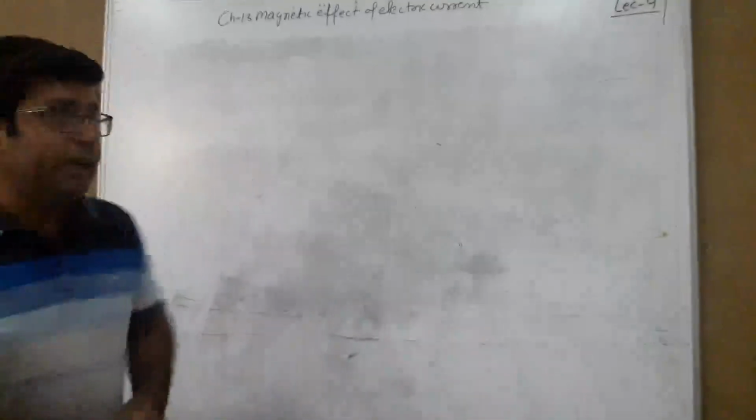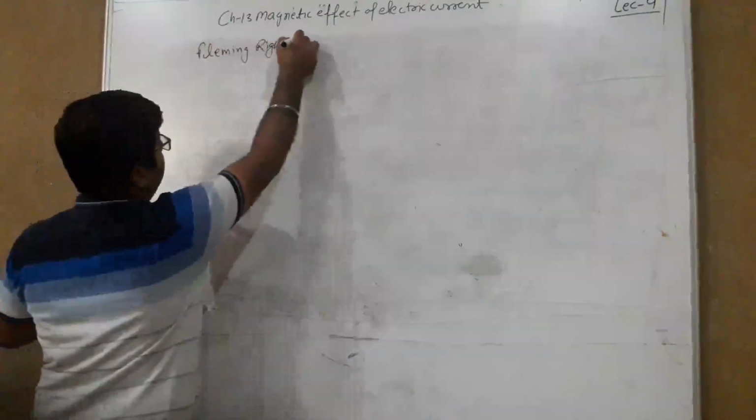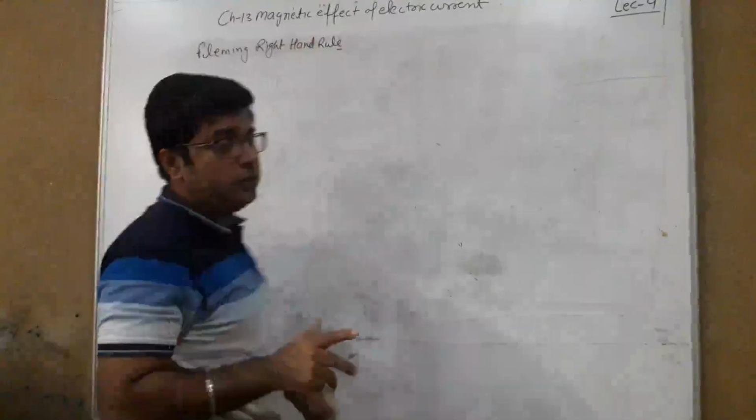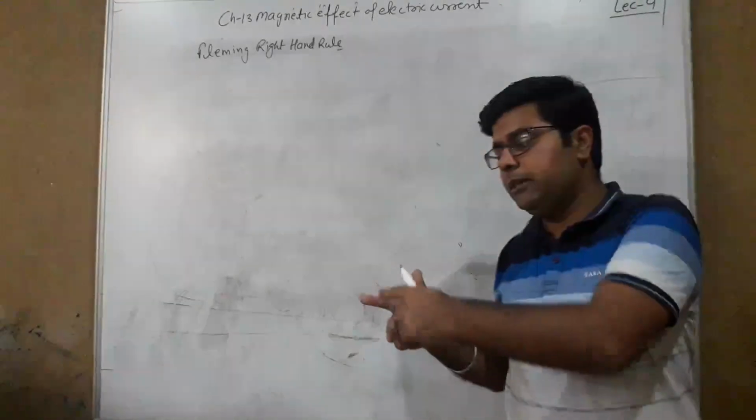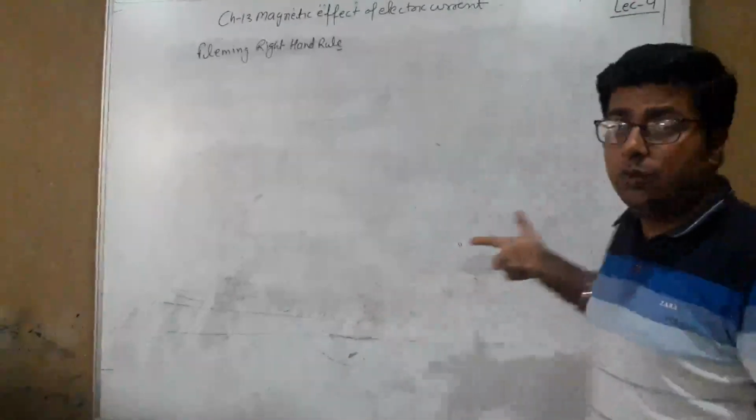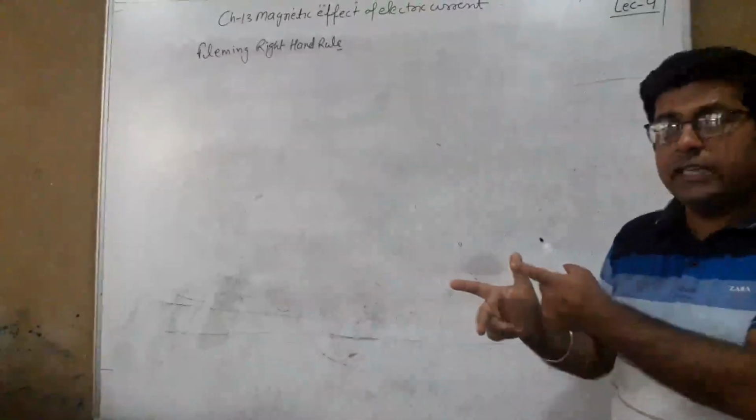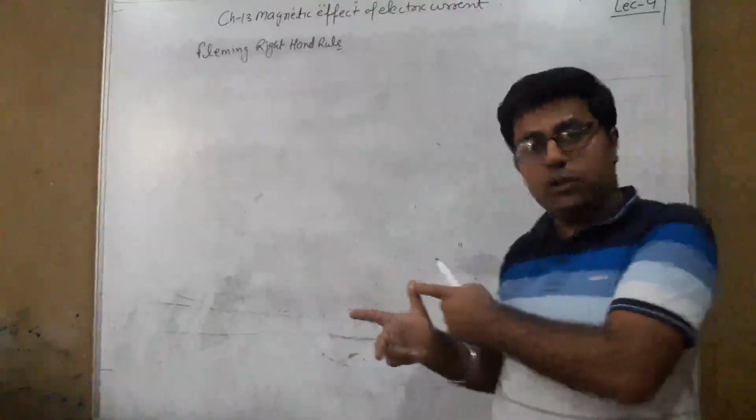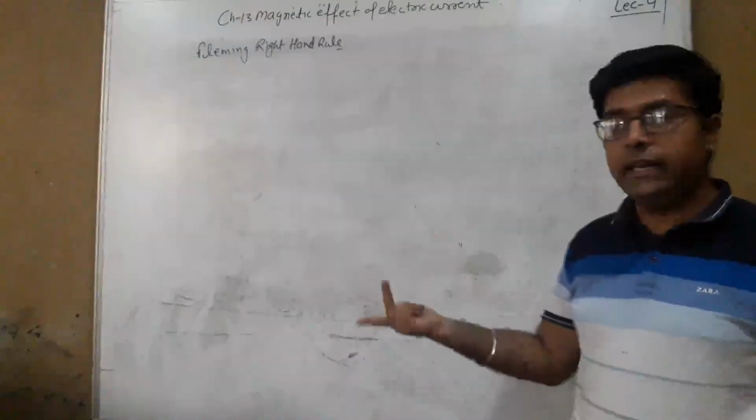So, Fleming's right hand rule. Again we point out our thumb, first finger and middle finger in such a way that they are mutually perpendicular to each other. Father, mother, child. But this time the father is the direction of motion, because now we are moving our magnet, or our coil, according to Faraday's activity. So this is the direction of motion, not force, and this is the direction of magnetic field. And what is this? The direction of induced current.